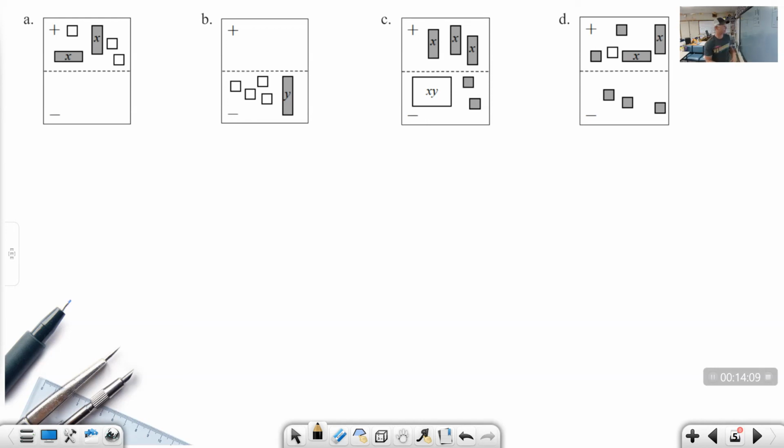Okay? Next problem. B. Where is everything? Well, everything is in the negative region. So you start with that parentheses. Everything is in the negative region. Okay, and what is in the negative region? Well, I see a y. Is it positive or negative? Well, it's shaded, so it's positive. And what else do I see? I see 4 tiles. Are they positive or negative? They are negative. So I wrote negative 4.